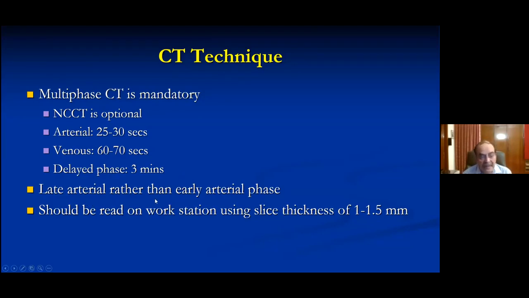We use the late arterial phase rather than the early arterial phase, which comes at about 20 to 22 seconds and gives you contrast only in the arteries. These images should then be read on a workstation. It's no longer the time when you can interpret these images on films because you need to be looking at sub-millimeter slices. We actually take 0.625 millimeter slices and then need to interpret them on a workstation.